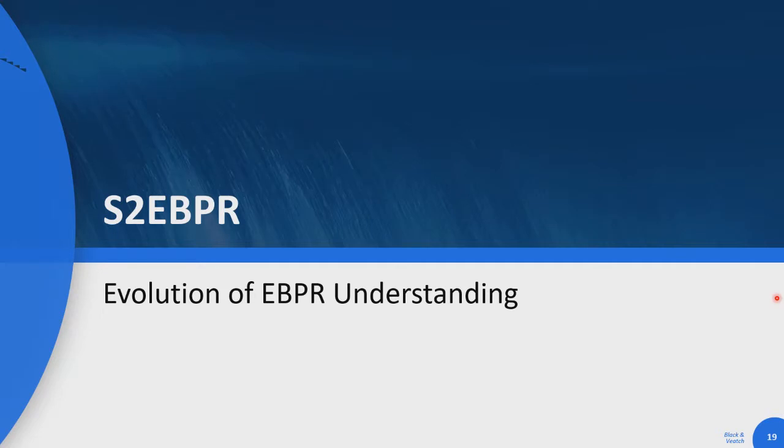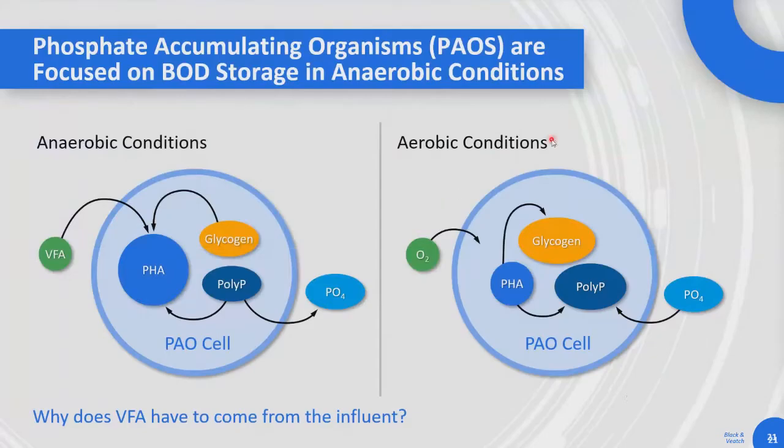So when we look at the evolution of our understanding of S2EBPR, what we're really focusing on now is our phosphate accumulating organisms, and what we really need to think about is the BOD storage and anaerobic conditions, and this all builds off of what James has been working on for decades, right? Under anaerobic conditions, some of our BOD, mainly our volatile fatty acids, are used to store this PHA compound. It's just like a carbon storage compound, and while they do that, they're breaking down some poly P bonds that they have internally and releasing phosphorus. So that's why we always see this phosphorus release in our anaerobic conditions.